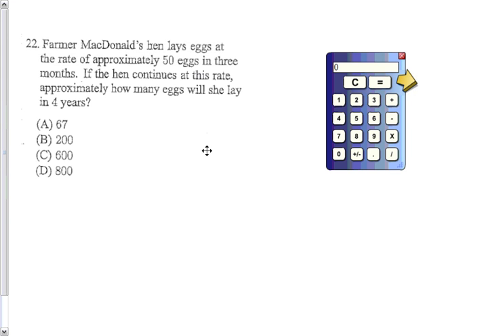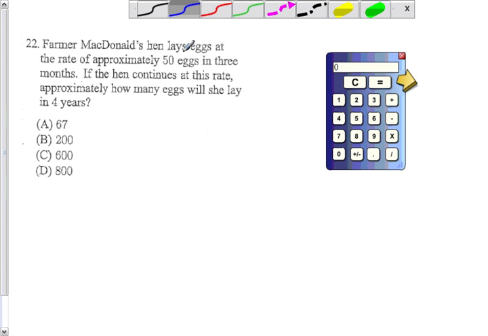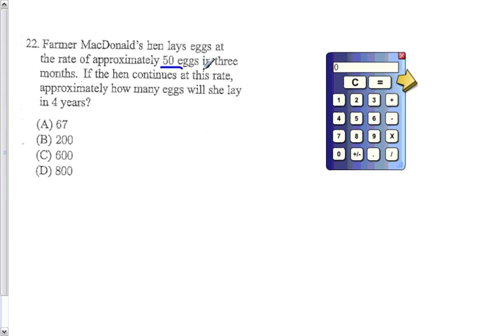Number 22, we have another ratio problem. In this context is Old McDonald. Farmer McDonald has a hen that lays eggs at approximately 50 eggs in 3 months. Get my pen here. So we have 50 eggs in 3 months. If the hen continues at this rate, approximately how many eggs will she lay in 4 years?